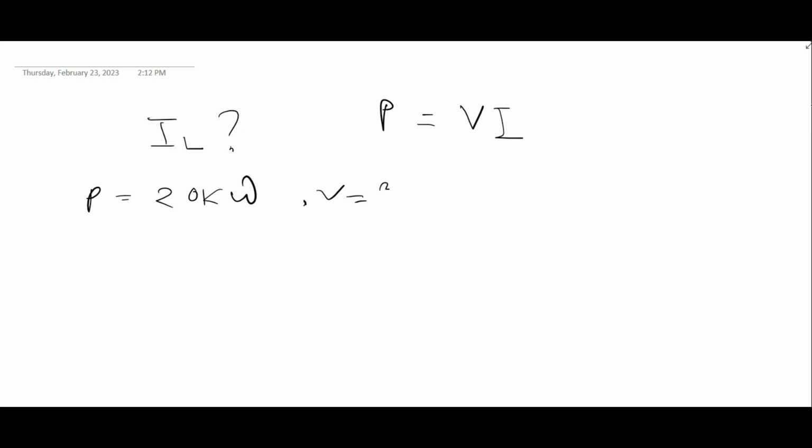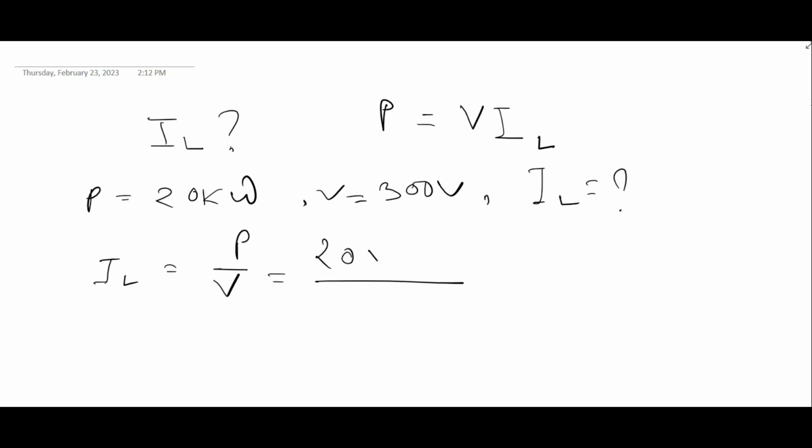Let's find out the IL here. So what is IL? From the relation, power equal to VI. The supplied power P is given as 20 kilowatt, and V is given as 300 volts. This is I load. I load will be P by V, that is 20 into 10 to the power 3 watt divided by 300, the voltage. This gives 66.67 amps.